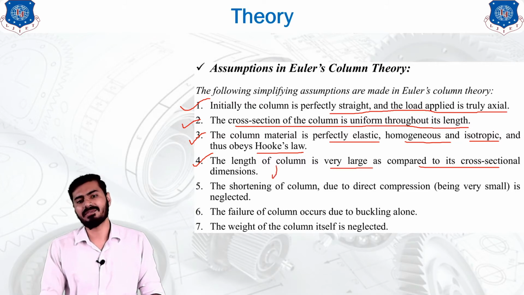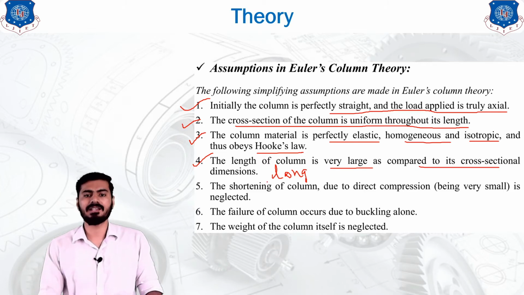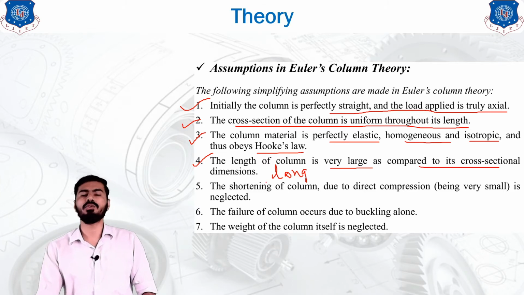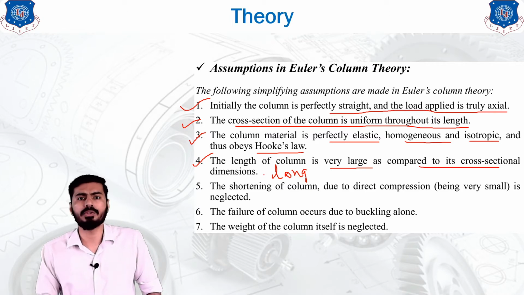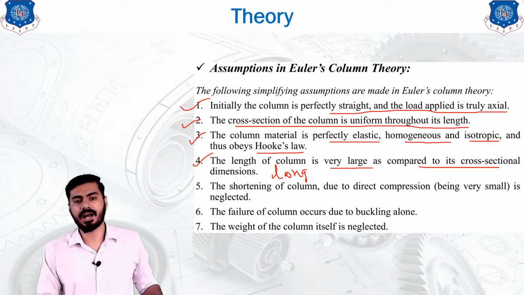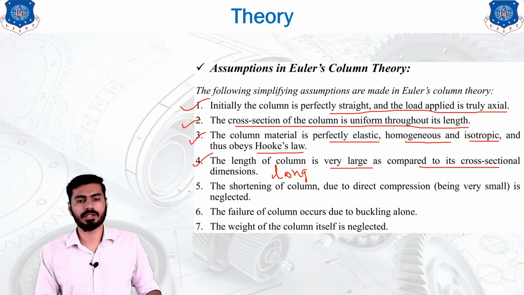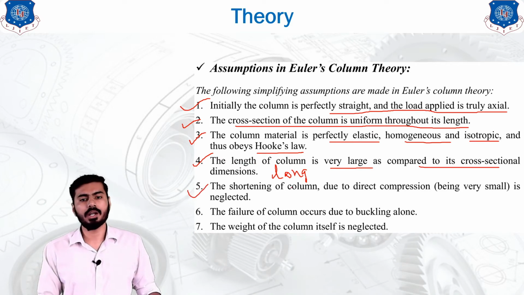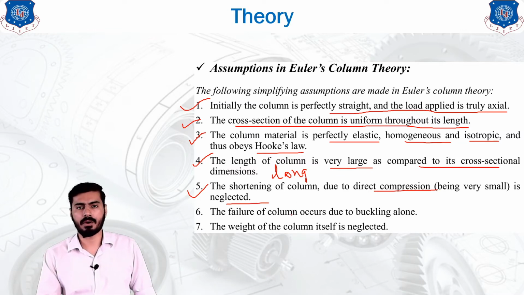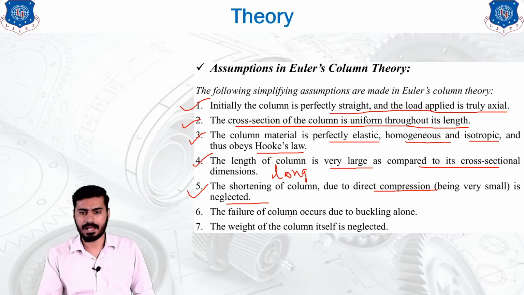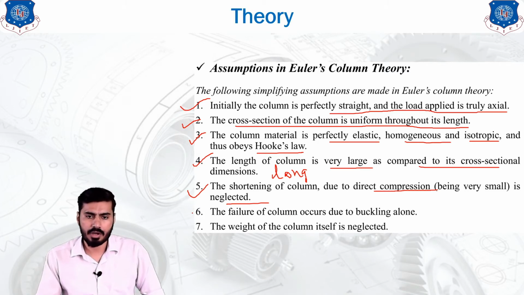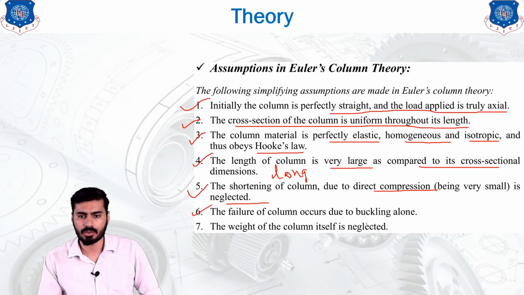So we can say that we are dealing with the long column and not with the short column. If you are considering the design of the short column, then Euler's theory will not be able to give you accurate answers, and that's why this theory is only applicable for long columns. The shortening of the column due to direct compression is neglected. So we are neglecting this type of deformation due to direct compression. The failure of the column occurs due to buckling only.